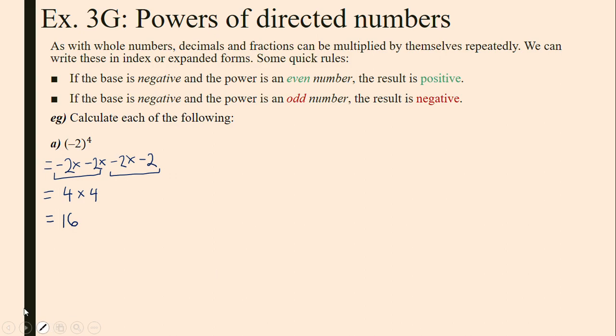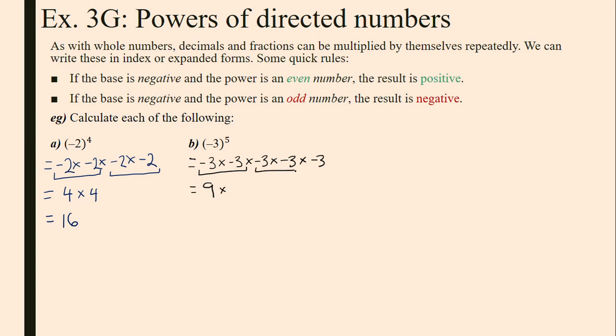Moving on to the next example, negative 3 to the power of 5. So again, we'll write it out in expanded form. We get negative 3 times negative 3 times negative 3 times negative 3 times negative 3. So we've got 5 negative 3's written out. And again, we'll deal with the first part. Negative 3 times negative 3, 2 negatives make a positive, so we get just 9.